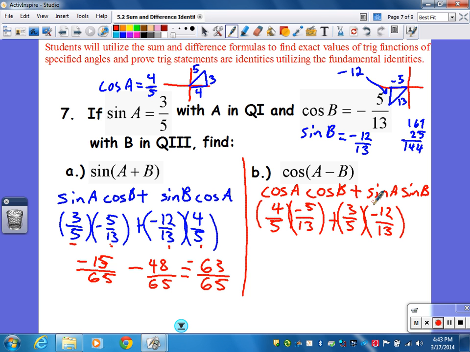Okay, now just multiply straight across the top of our fractions. So we have negative 20 over 65 plus 36 over 65, which is equal to 16 over 65. Okay, so that's pretty good there.